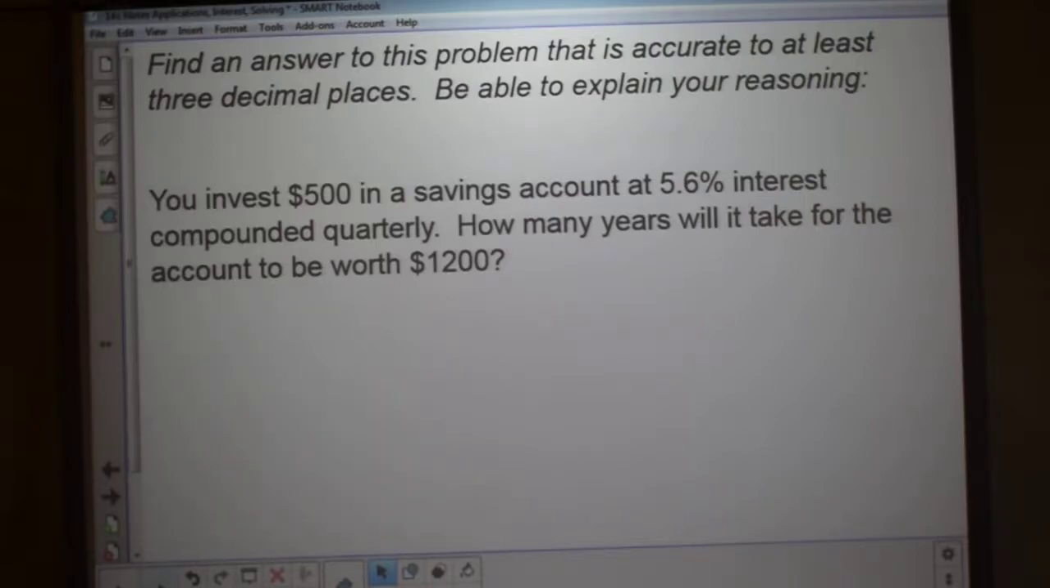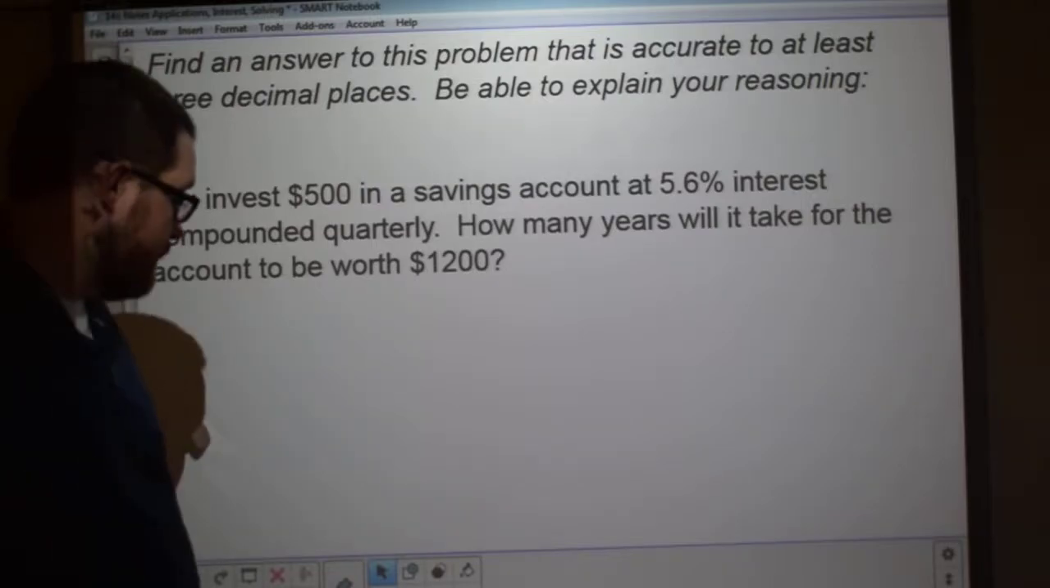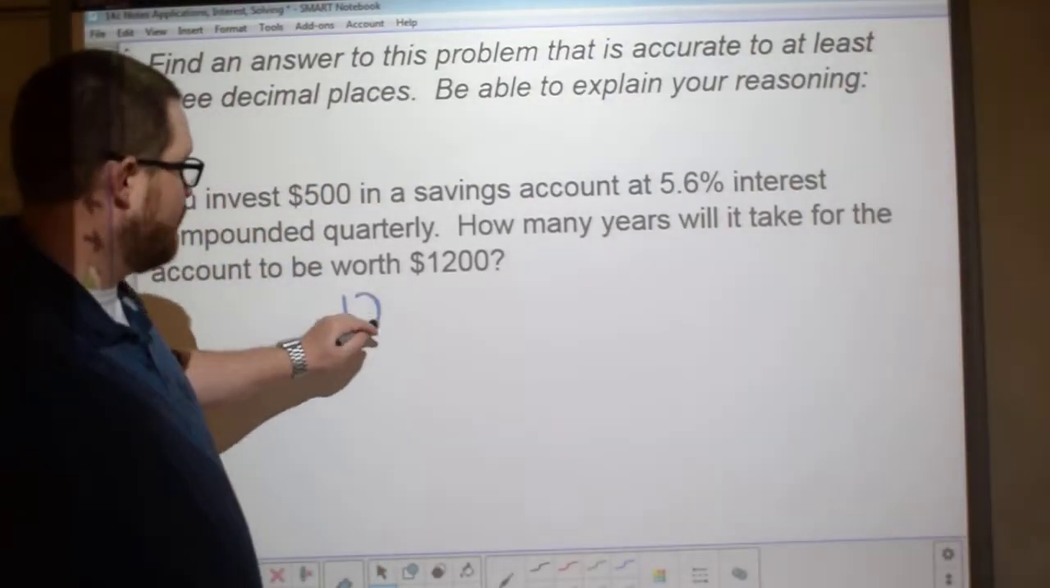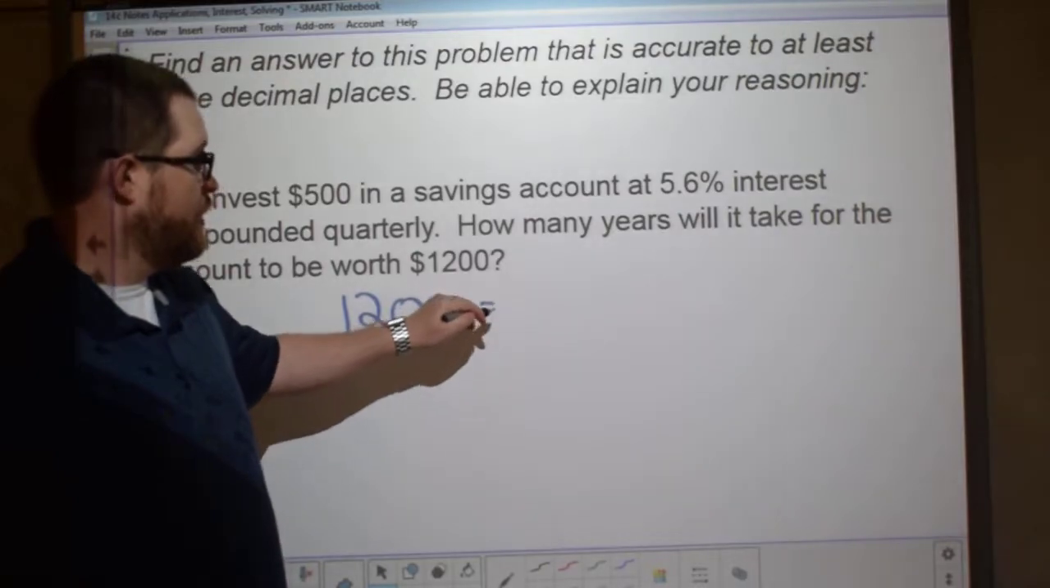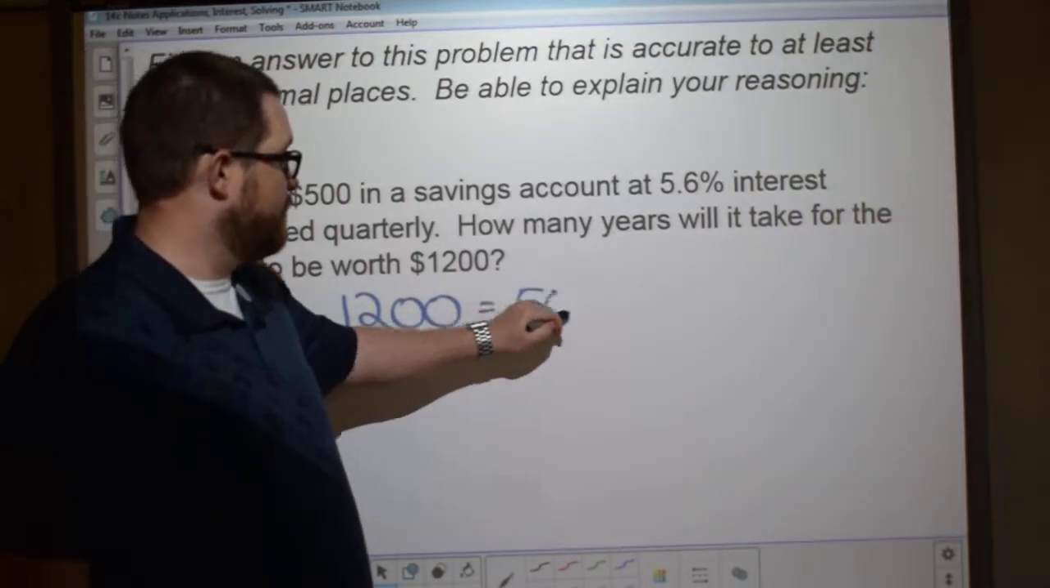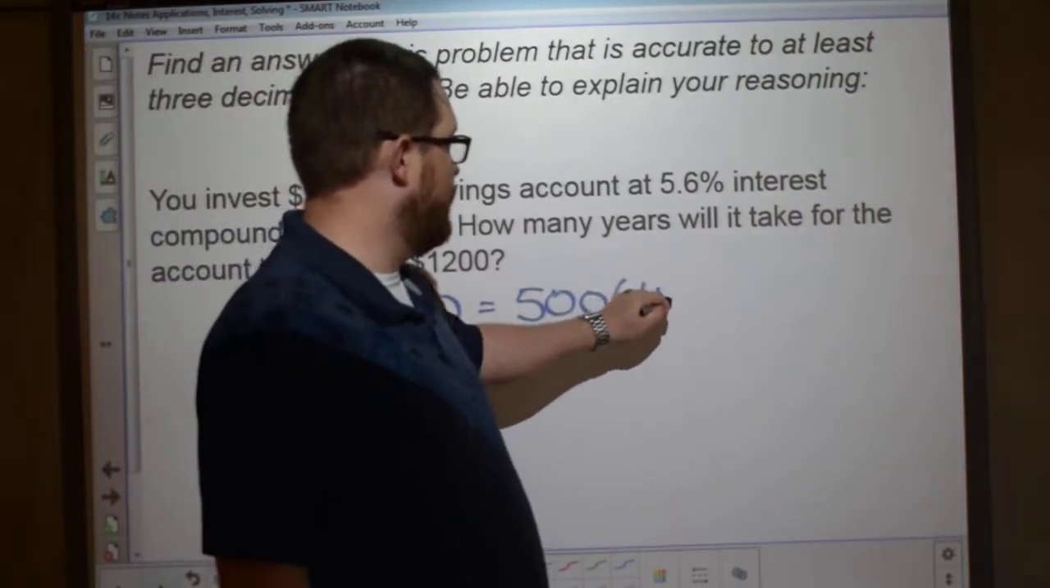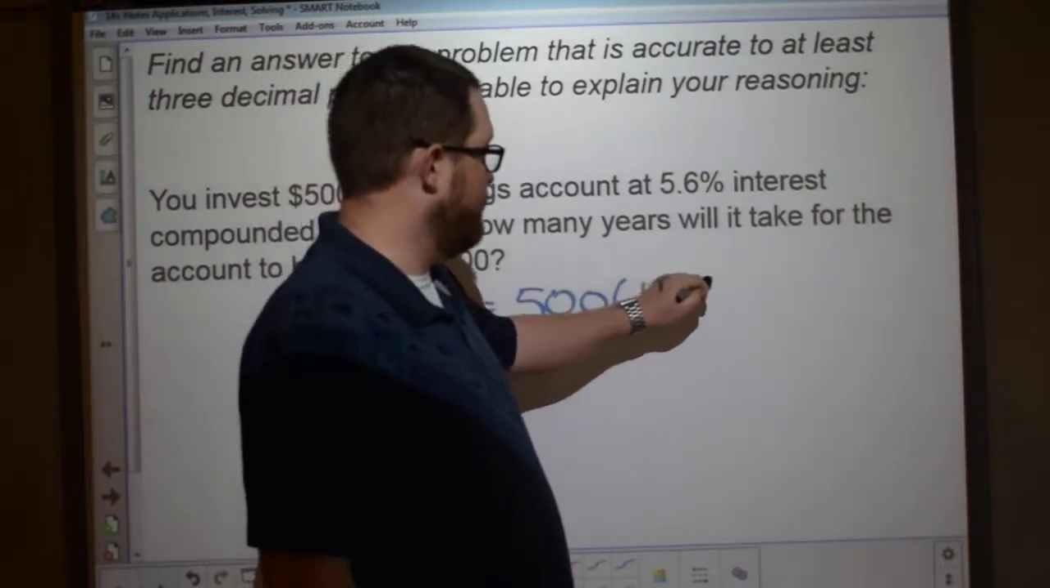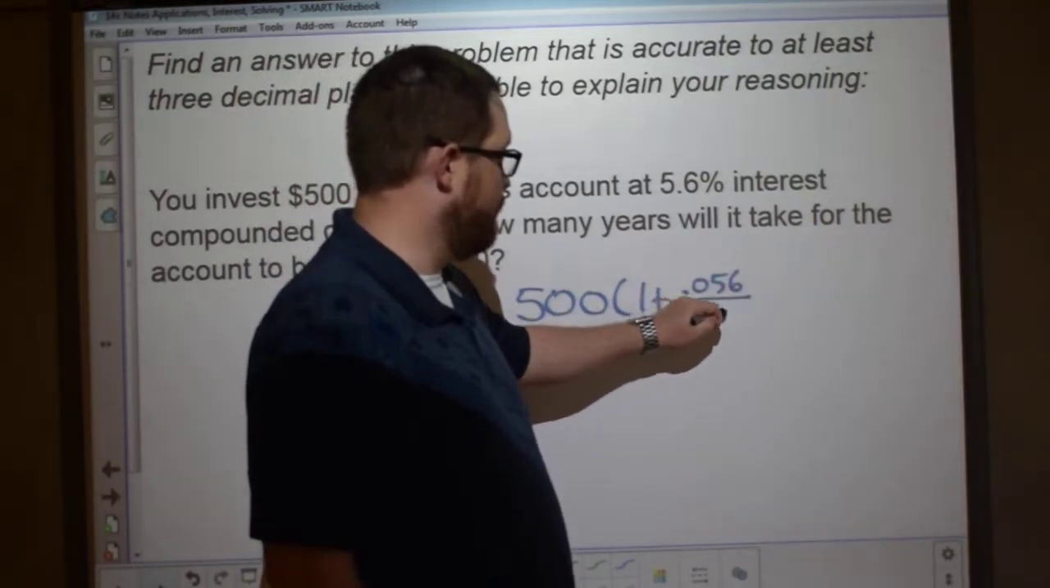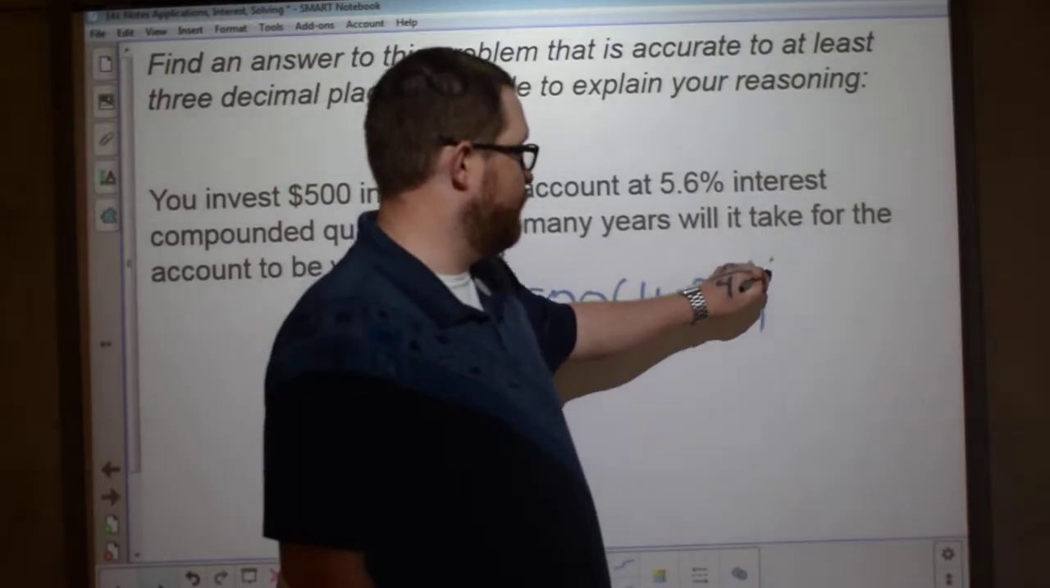So, find an answer to this problem that is accurate to at least 3 decimal places. Be able to explain your reasoning. You invest $500 in a savings account at 5.6% interest. So far, sounds normal. Compounded quarterly, okay, N equals 4. How many years would it take to be worth $1,200? So this time I know the final amount is $1,200. The starting amount is $500. 1 plus the R is 0.056. The N is 4. Raised to the 4.